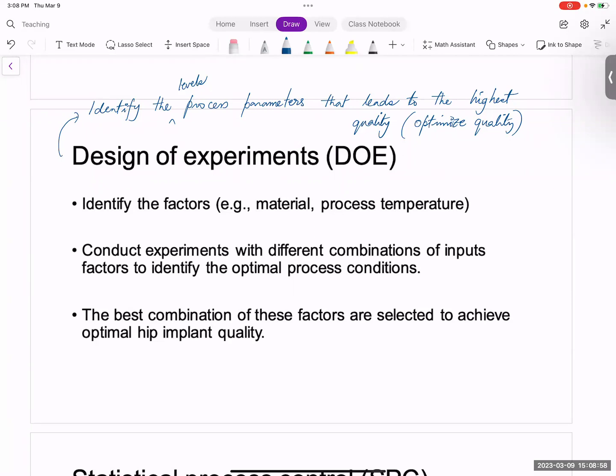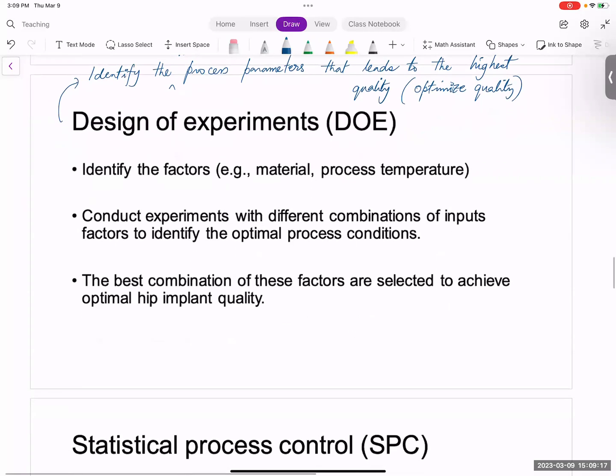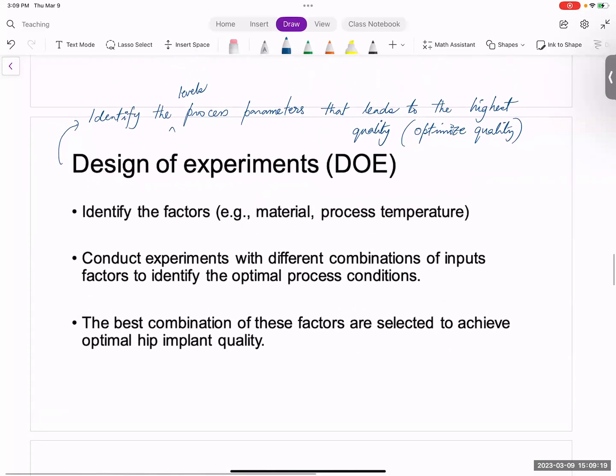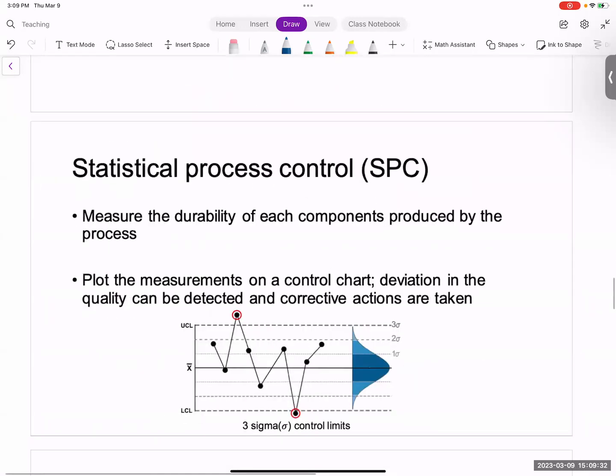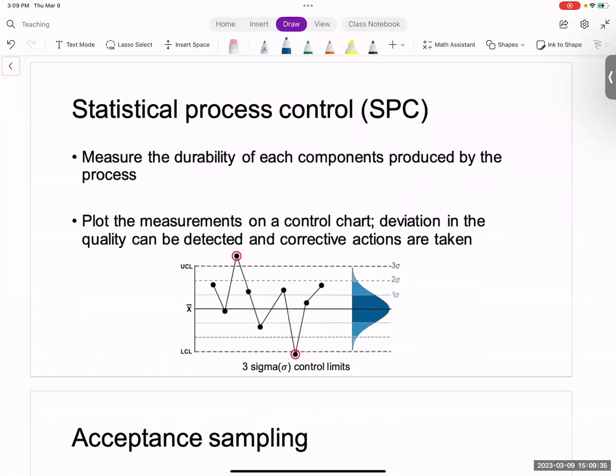And again, we're not going to go into the depths of that, but the idea is to conduct simulations or experiments with different combinations of input parameters to identify the process conditions that lead to the optimal quality levels. Does that make sense? All right. So again, DOE is not the focus of this course. There is an entire course on design of experiments, and if you're interested, I would strongly encourage you to take a look at that course. All right, now coming to statistical process control, which is what this course is about.